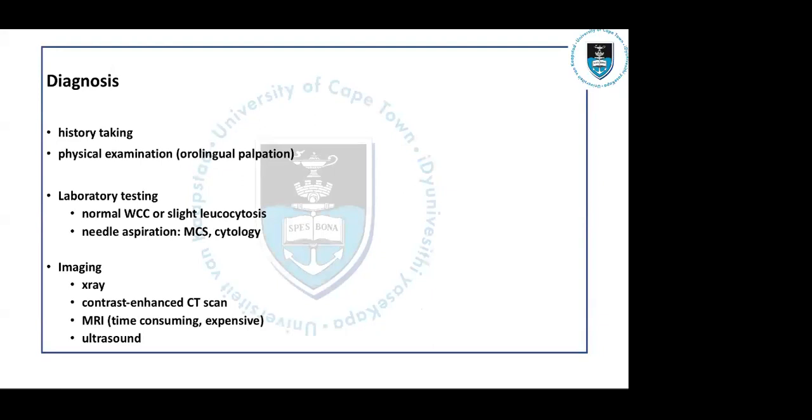So careful history taking and physical examination, and that includes oral lingual palpation, can help provide the exact diagnosis. Lab testing provides further information. Most patients usually present with normal levels of white blood cells or slight leukocytosis. One can do needle aspiration to confirm the diagnosis with an MCS, or cytology if malignancy is suspected. A plain film X-ray is a cheap option to look for retained foreign bodies in a resource-limited setting.